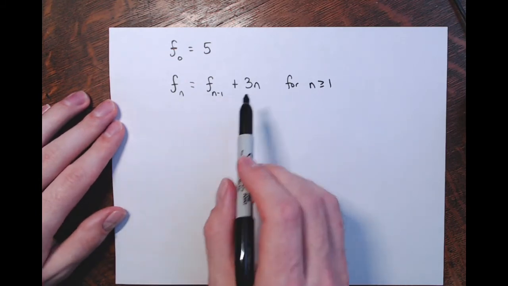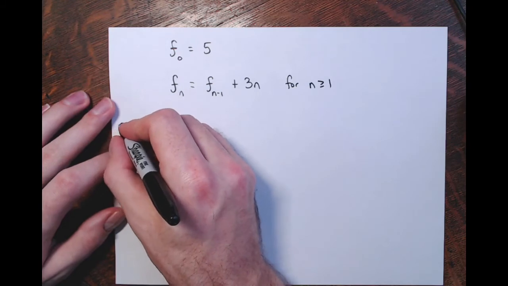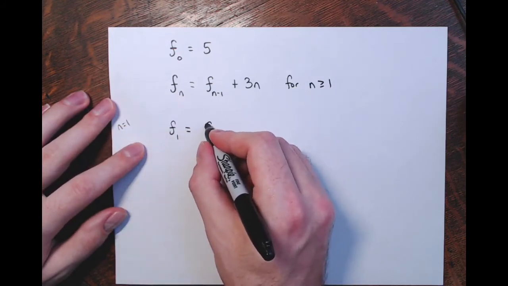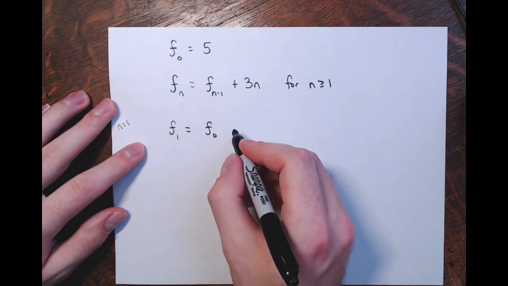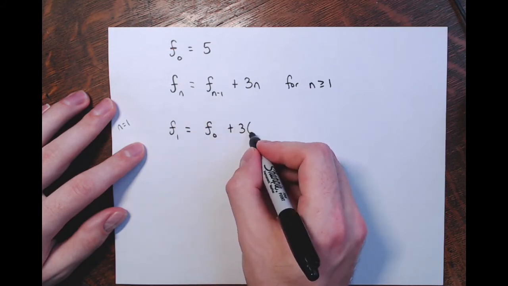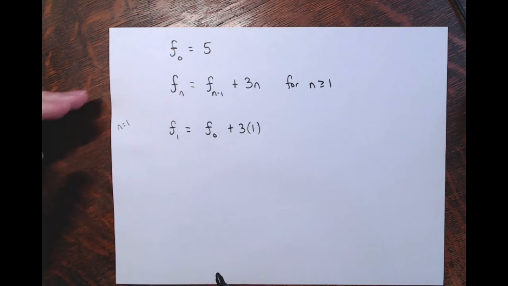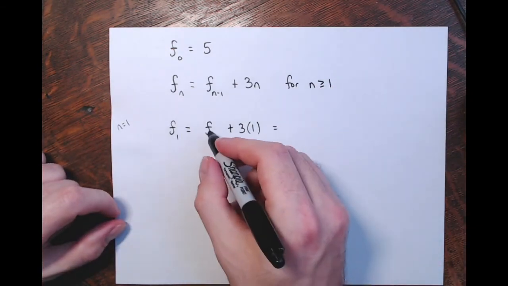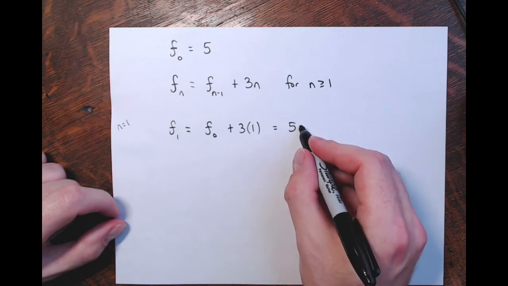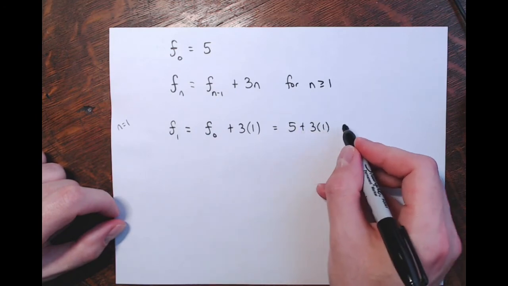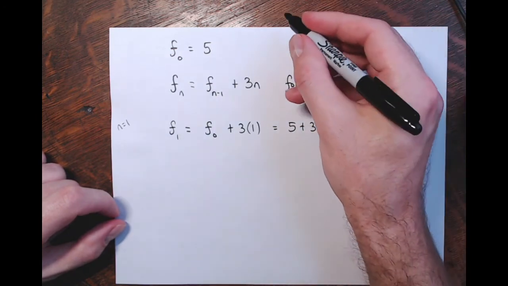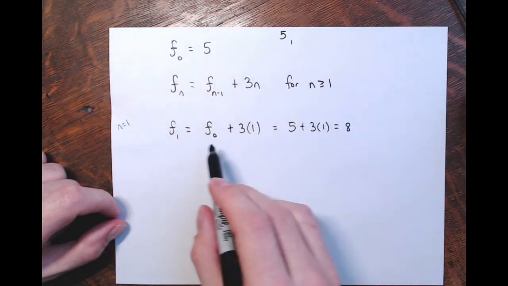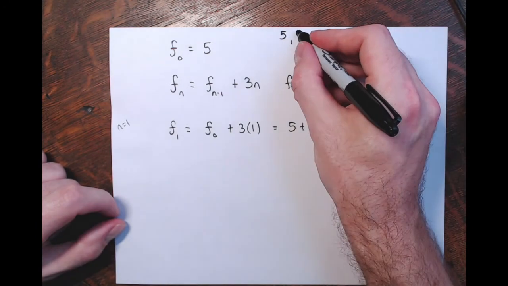So again, just go through this rule, replace n with 1. We'll start with 1. So f of 1 will be equal to f of 0, right, 1 minus 1, plus 3 times 1, replacing n with 1 here. So f0 we saw was 5, and then 5 plus 3 times 1 is 8. So our first term is 5, this f0. Our second term is f1, that's 8.